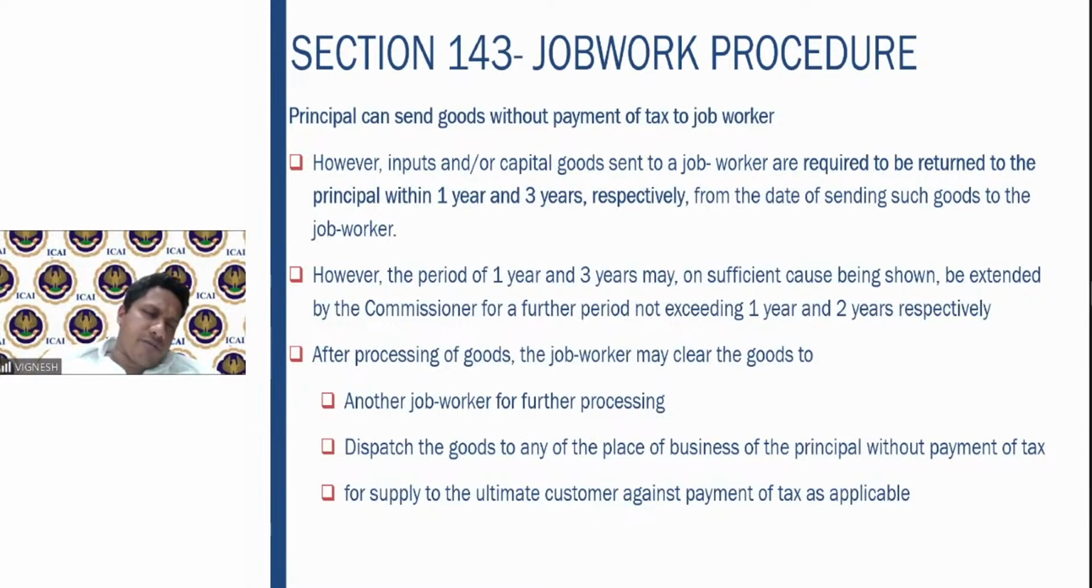After the job worker completes the process of the goods, he may clear it to another job worker for further processing, or he may dispatch the goods to any of the places of business of the principal without the payment of tax. Understood? So first thing, he can supply it to another job worker for further processing. He can dispatch the goods to any other place of business of the principal without payment of tax, or he can supply to the ultimate customer against the payment of tax as may be applicable.